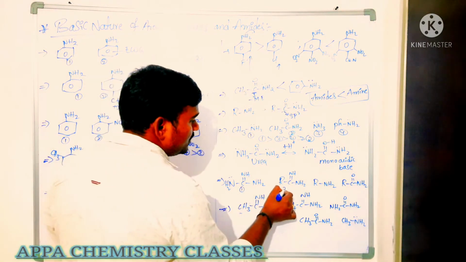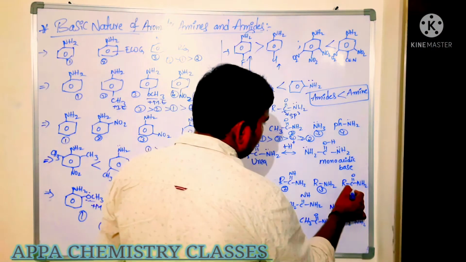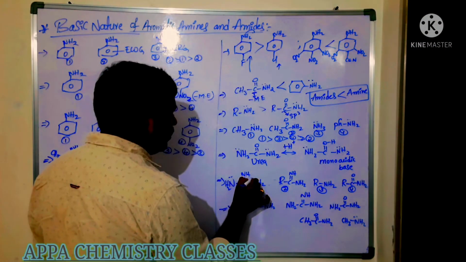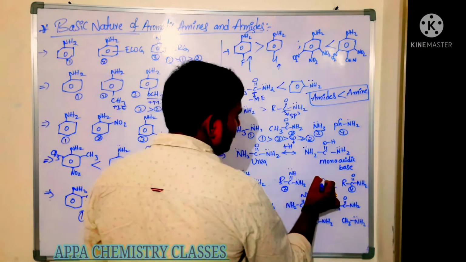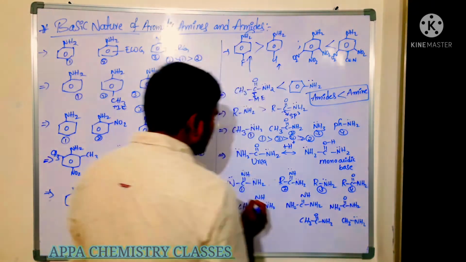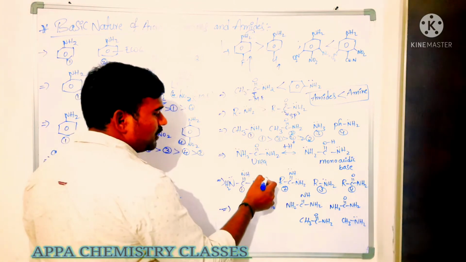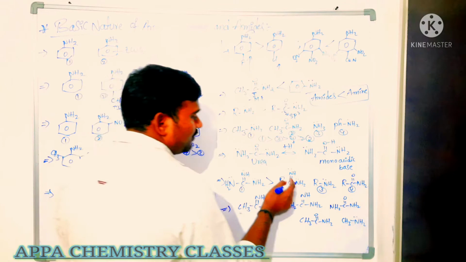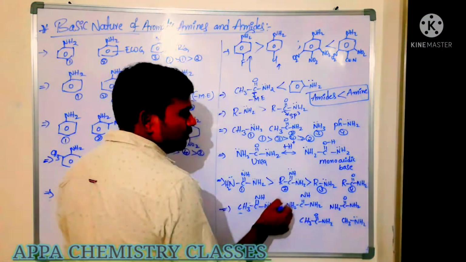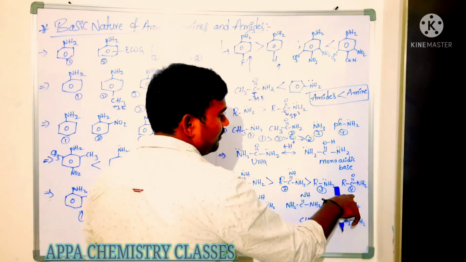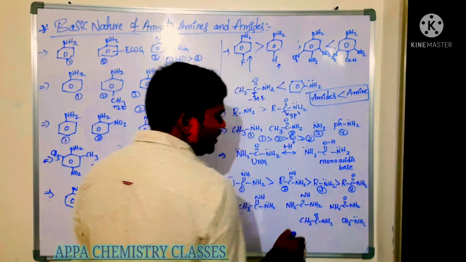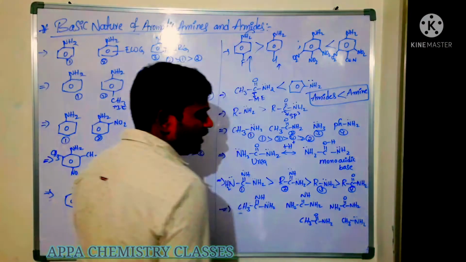Now among these you can compare here. This is 1, this is 2, this is 3, 4. Now you see here how many lone pairs are there? 3 lone pairs. Here how many? 2 lone pairs are there. Here 1 lone pair. Now in this case, the 3 lone pairs of electrons, it is more basic one. After that here 2 lone pairs, here only 1 lone pair, it is alkyl amine, and the amide group is there. Amide group decreases the basic nature because it is an electron withdrawing one.